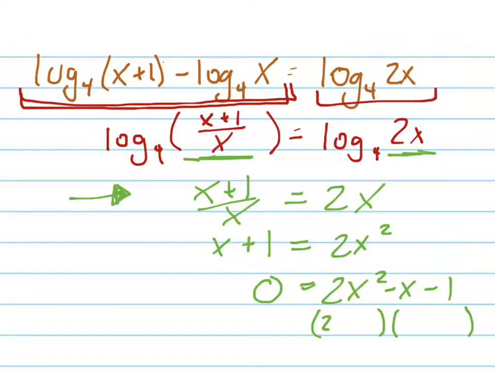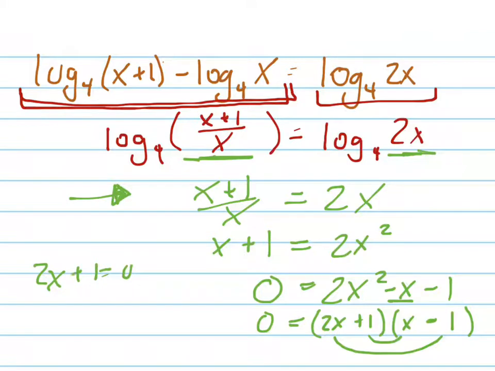If this factors, it's going to be 2x and x, and then plus 1 and minus 1. When I think in my head, this is going to have to be minus 1, and this is going to have to be plus 1, because then when you do the outside and the inside, you get a minus 1 here. So that's how it factors, which means what are my two solutions? 2x plus 1 equals 0, this is the zero product property, and x minus 1 equals 0, which means 2x equals negative 1, which means x equals negative 1/2, or x equals 1.